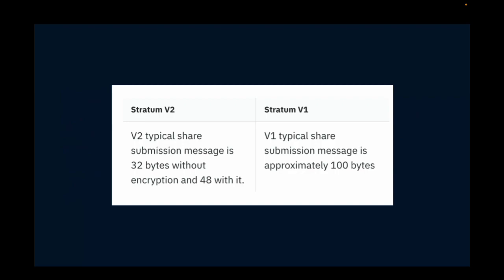So here's an example. In Stratum V1, a typical share submission message is approximately 100 bytes, whereas in Stratum V2, a typical share submission message is 32 bytes without encryption and 48 bytes with encryption. So that's less than half of the size of the same message in Stratum V1.